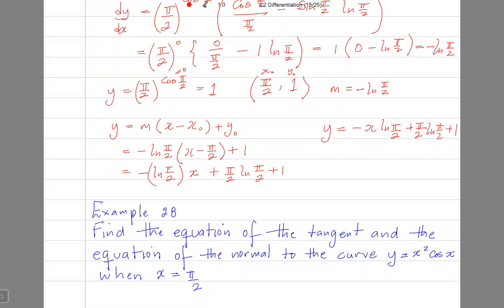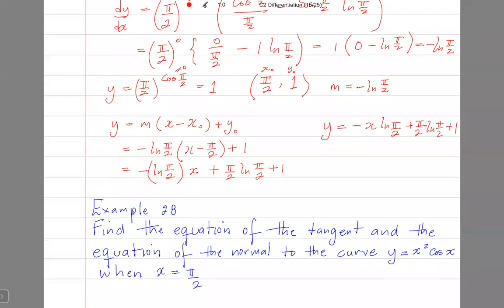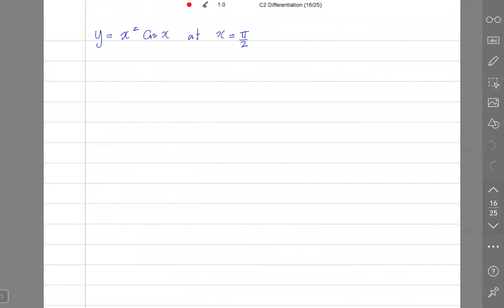All right, so example 28, this says find the equation of the tangent and the equation of the normal to the curve y is equal to x squared cos x when x is equal to pi by 2. Let's turn the page. All right, so that's our information.